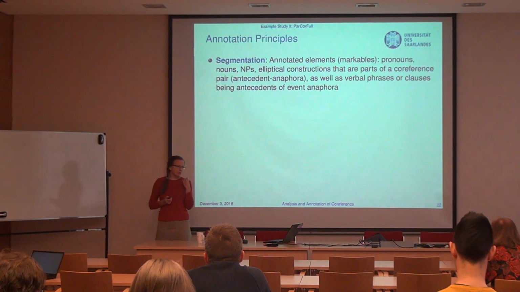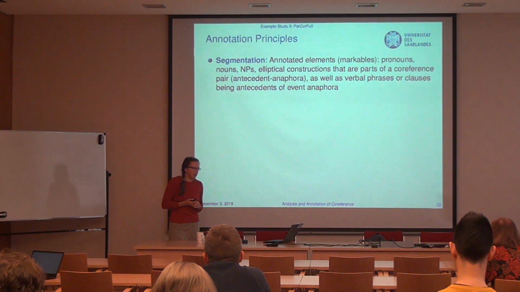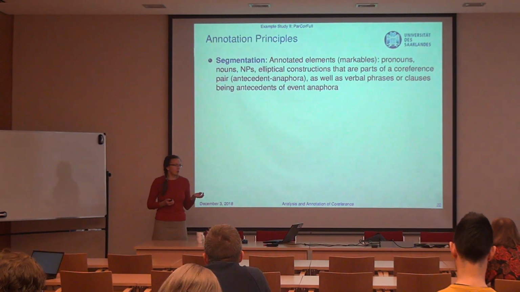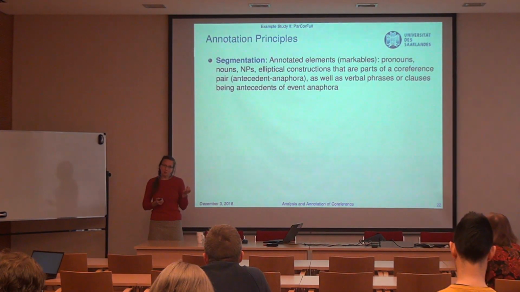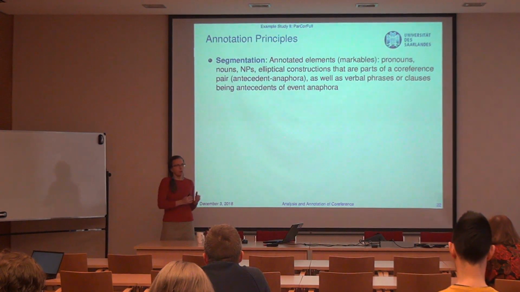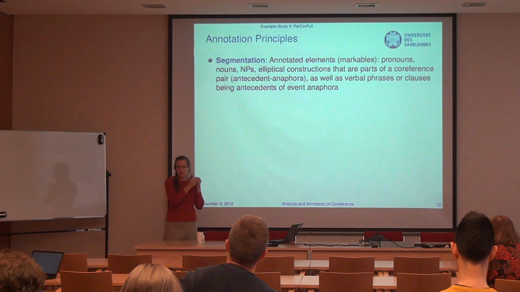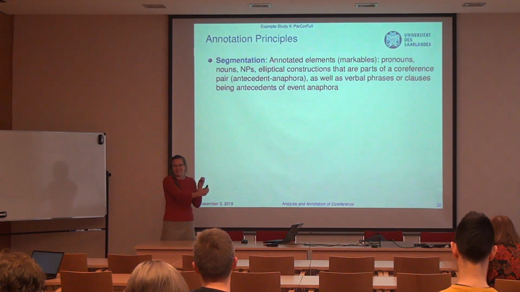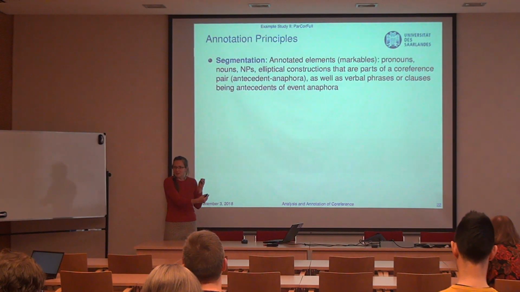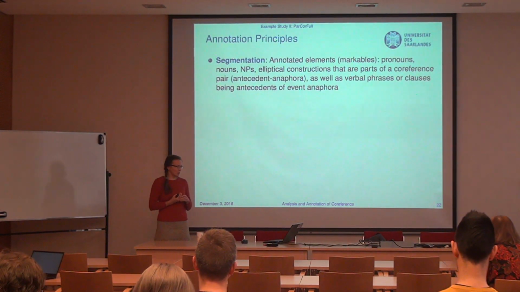We included many different categories into the annotation of full coreference chains. So first of all, the annotated elements were pronouns, nouns, nominal phrases, but also elliptical constructions. So remember, in Gecko, ellipsis was just another cohesive device, and here we decided, okay, sometimes you have, let's say, the same mention, but this is an ellipsis in a chain, and that's why it's important to include it.